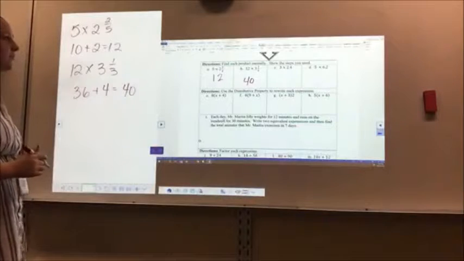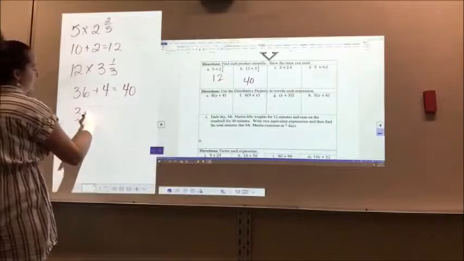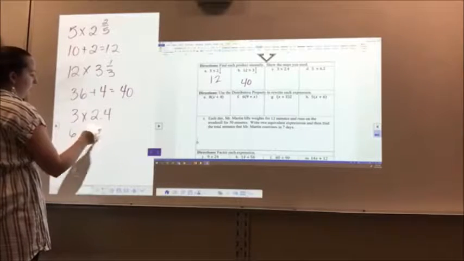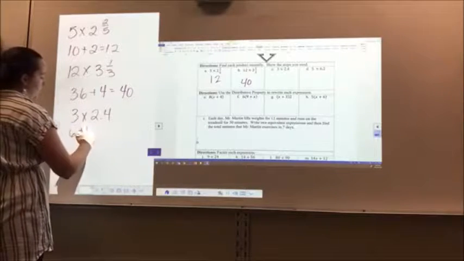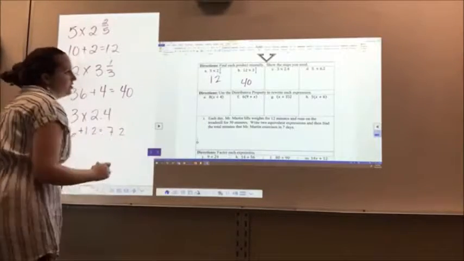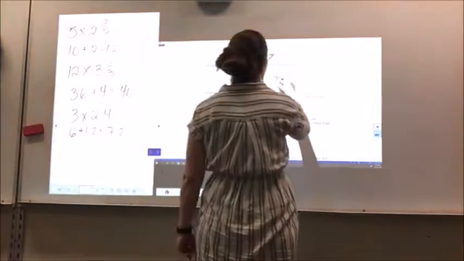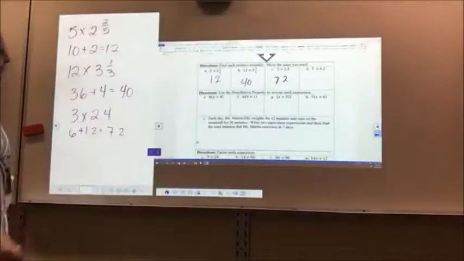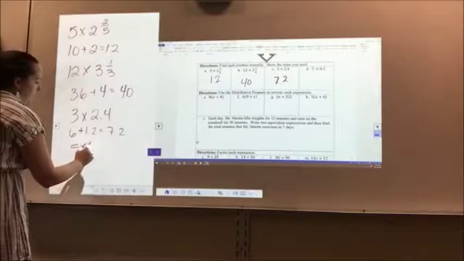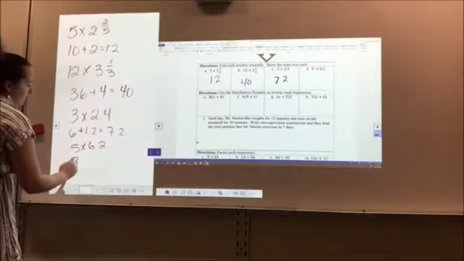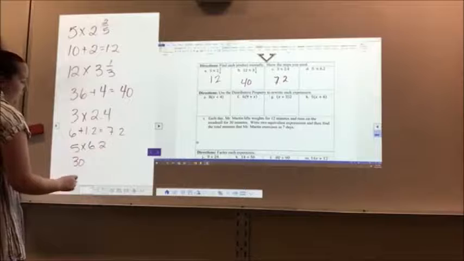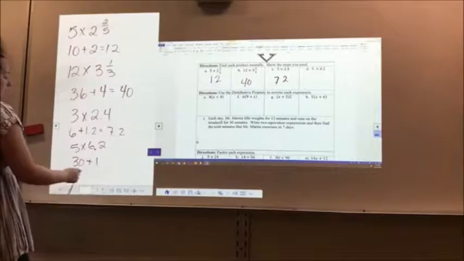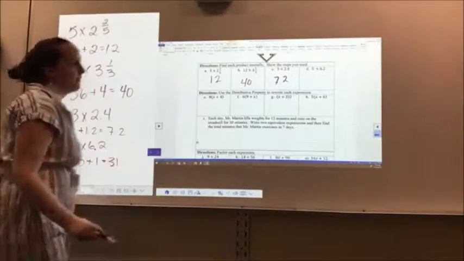Okay. Then for C, I have 3 times 2.4. So 3 times 2 is 6. 3 times 0.4 is 1.2, so this is 7.2. For letter D, I have 5 times 6.2. So 5 times 6 is 30. 5 times 0.2 is 1.0. 30 plus 1 is 31.